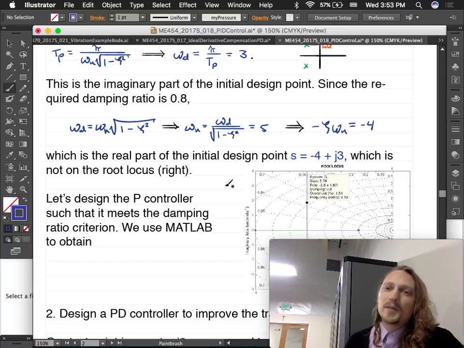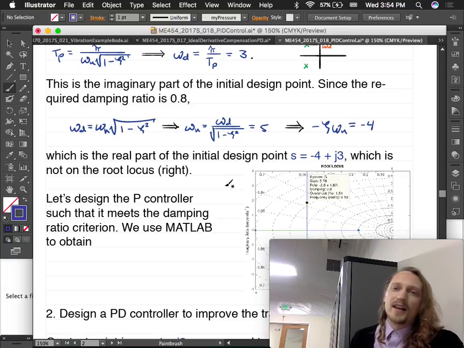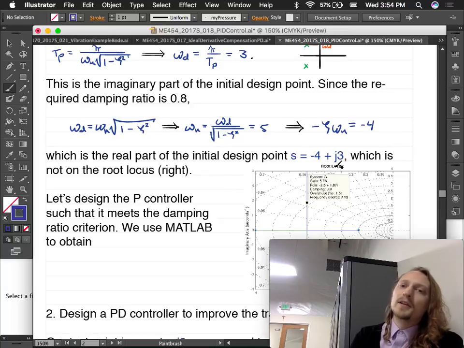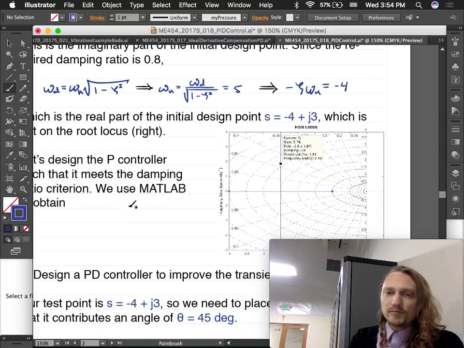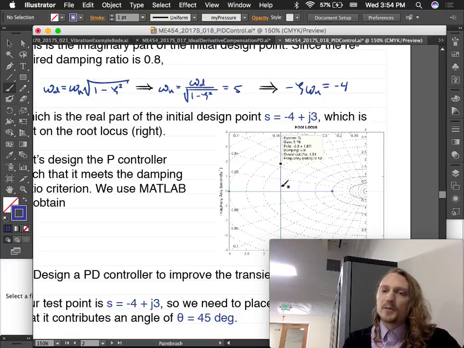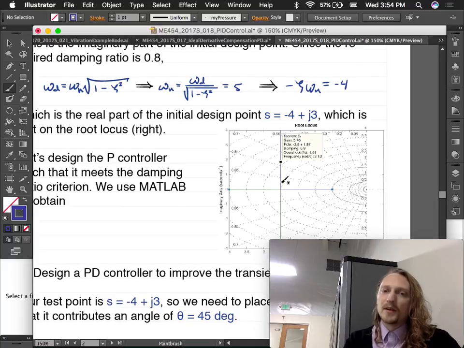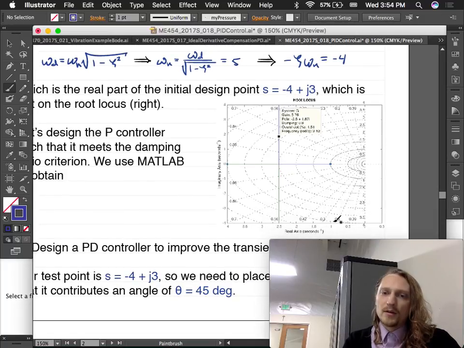Okay, so we've computed now finally where our design point is. That's at -4 + J3. We just take the positive side to work with, which is not on the root locus. So if I look at the root locus, we'll go over to MATLAB in a second. We look at the root locus, the two open loop poles are at -4 and at -1, and they meet in the middle and they just go vertical.